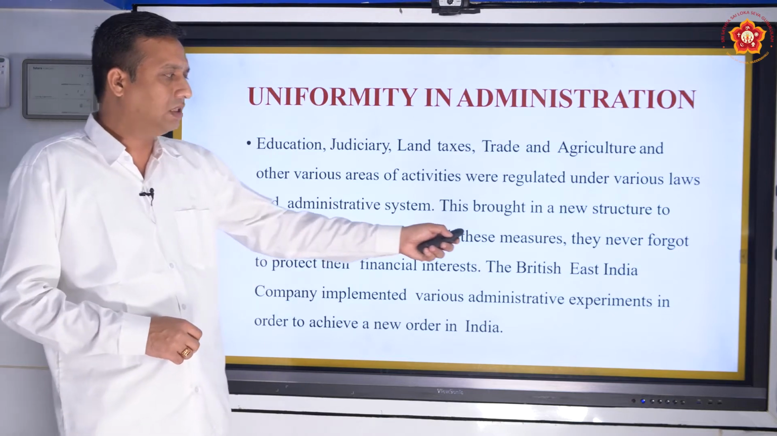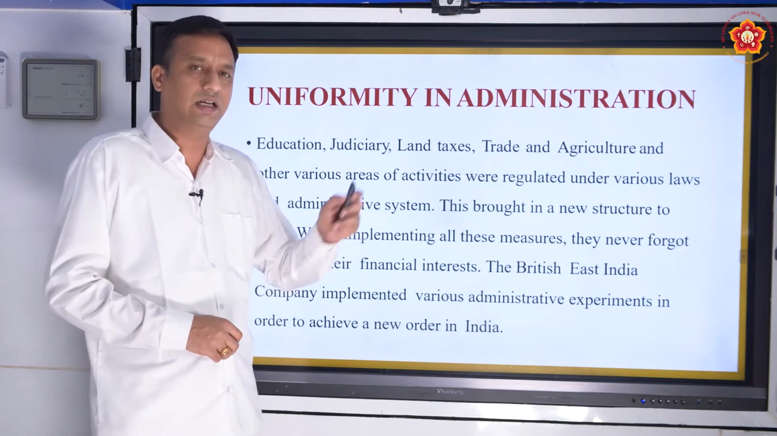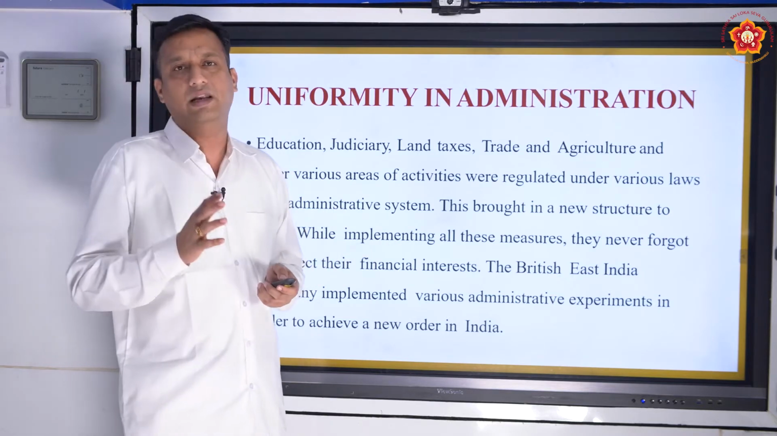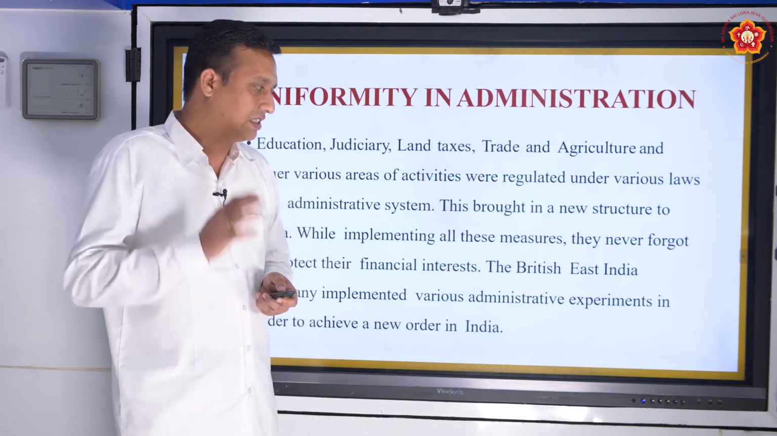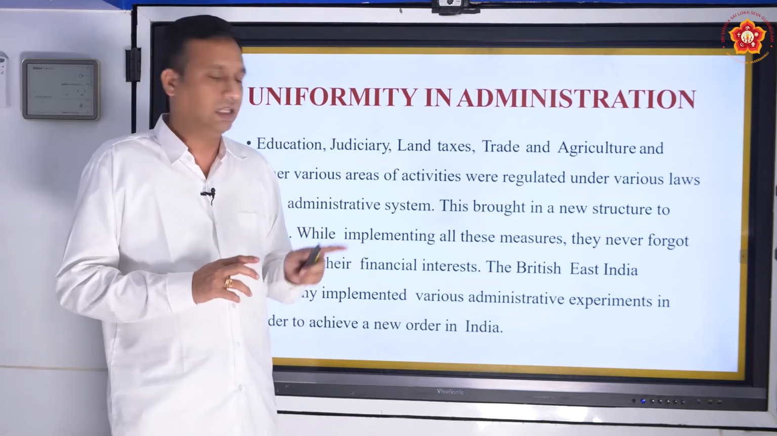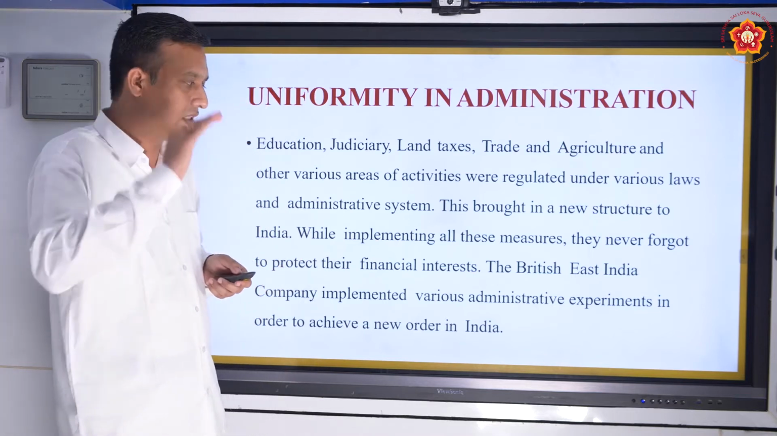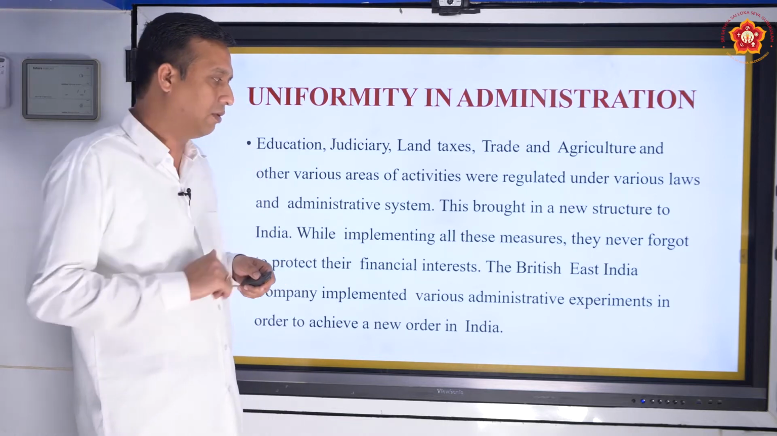While implementing all these measures, they never forgot to protect their financial interest. So they were not for improving Indians. All these measures were done so that they could efficiently have their profits. This was the main purpose. Their main purpose was business, trade, profit. That was their first priority. For that, all these administrative measures were brought in.